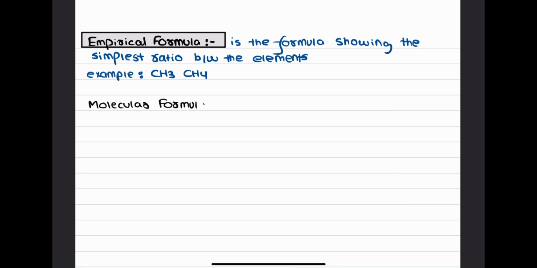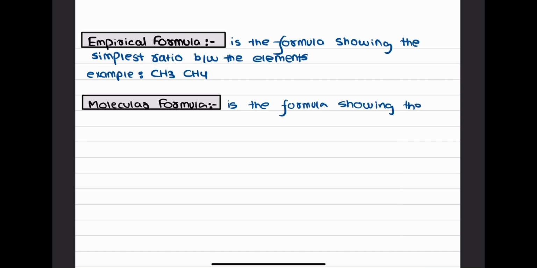So, what is a molecular formula? You have to know the difference between both of them. It is the formula showing the actual ratios between the elements.